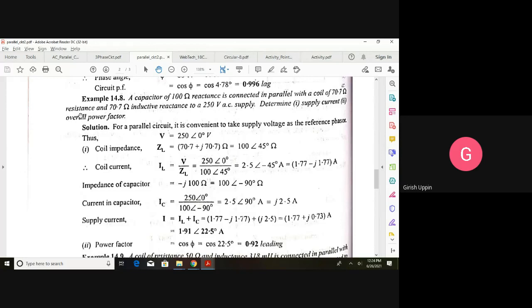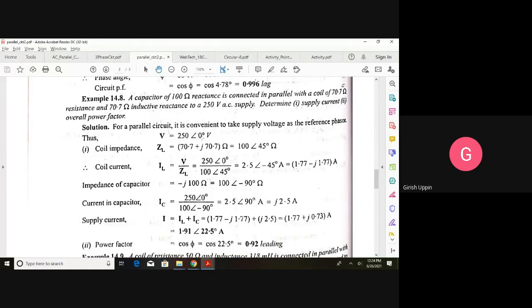XL is given as 70.7. They are connected across 250 V. So you have to draw the circuit diagram so that you will have a better understanding. For the applied voltage, if you take the polar form, it is 250 at an angle 0.